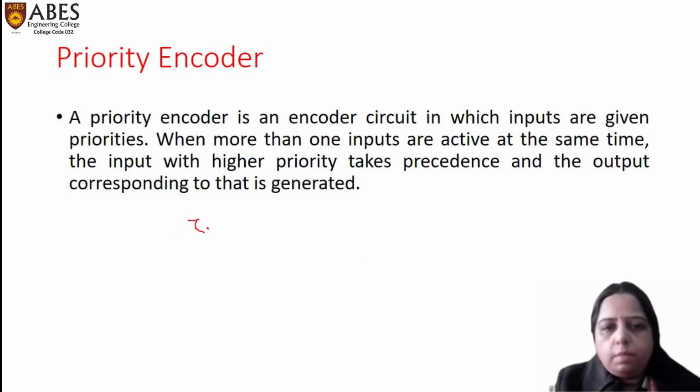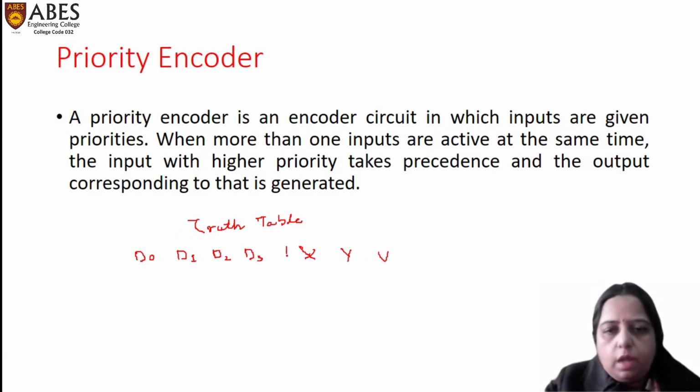So in this truth table, we have 4 inputs, that is D0, D1, D2, D3, and three outputs, that is X, Y, and V, where V stands for the valid input. If all the inputs are 0, that is D0, D1, D2 and D3 are all 0, then X and Y will be 0, 0, or we can say X and Y will be don't care.